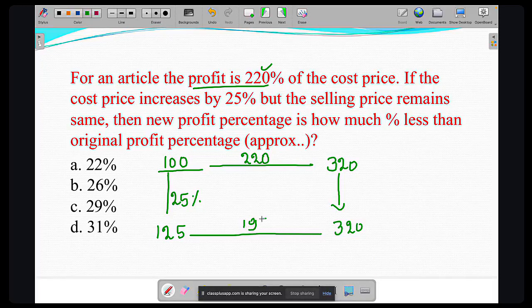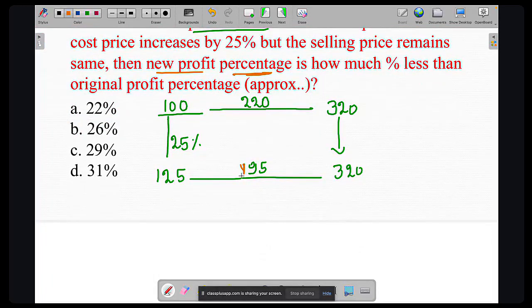It is 195. But they're asking the new profit percentage. They're not asking for profit. Previously I wrote the actual profit, but now it is the new profit percentage. So the profit is 195 on 125. Yes or no? Profit percentage. New profit percentage is how much percentage less than the original profit percentage. The original profit percentage I already know is 220 percentage. Yes, sir. Now I need to find this out.